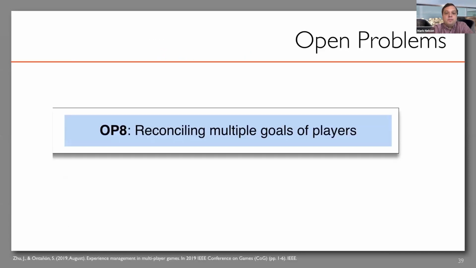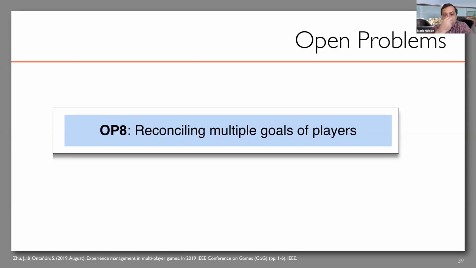Our final open problem is how to make adaptive games consider the goals of multiple players. For example, when we have a multiplayer exergame, which player's goals should the AI take into consideration, and by how much? How does the AI reconcile an individual's changing needs at different times? And what does it mean to be fair?